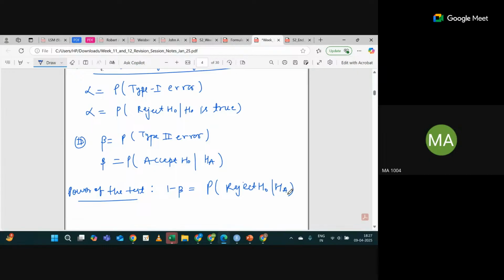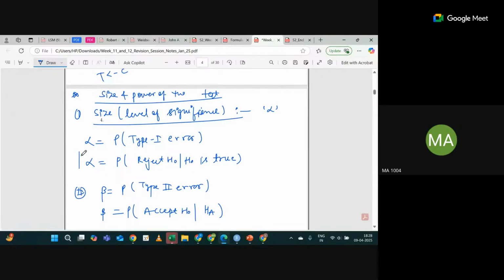Now, I will take some examples, and then you will tell me which one is the alpha and which one is the beta. First of all, what is the meaning of this? I'm taking alpha as the probability of rejecting H naught when H naught is true. What do you mean by this? Basically, this alpha represents the risk of making this type 1 error, or you can say the probability, chance or percentage of making a type 1 error.